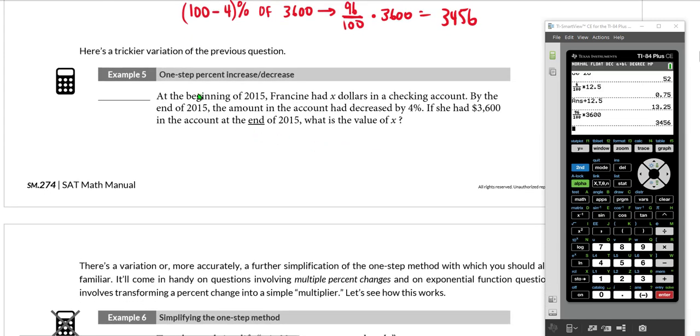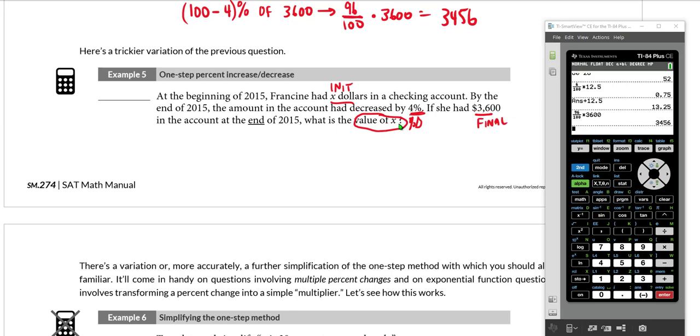In example 5, at the beginning of 2015, Francine had X dollars in a checking account. By the end of 2015, the amount in the account had decreased by 4%. If she had 3,600 in the account at the end of 2015, what's the value of X? In this question, the numbers are sort of flipped. In the previous question, we had the starting amount, we decreased by 4%, and we needed the final amount. In this question, we have the final amount that we arrived at by decreasing an initial amount by 4%. So again, here's the initial amount, here is the percent change, that 4, and this is the final amount.